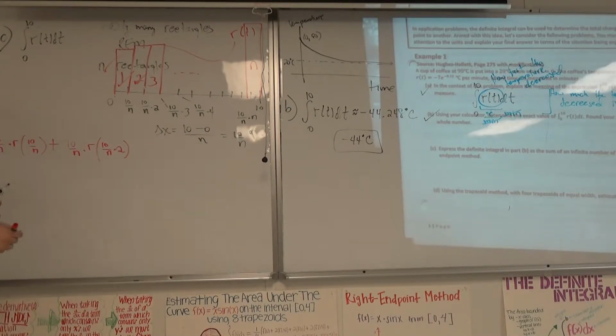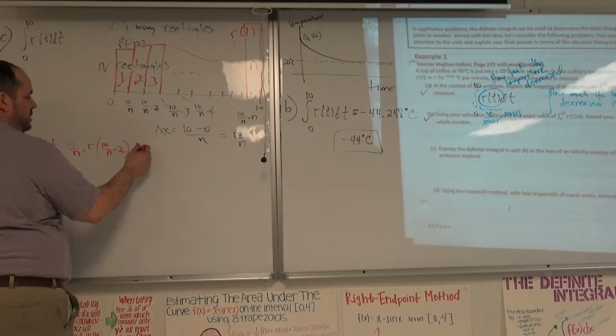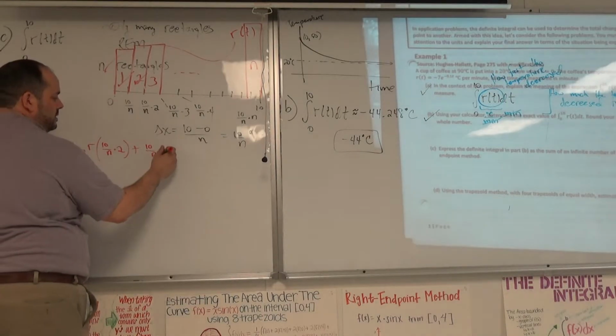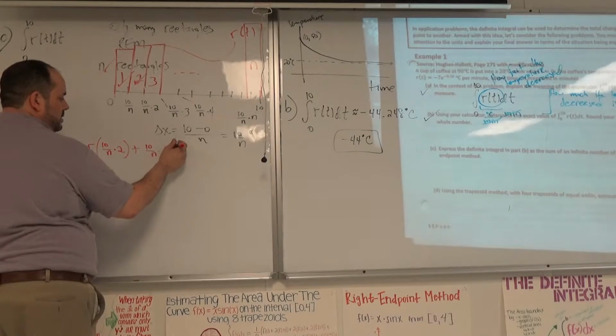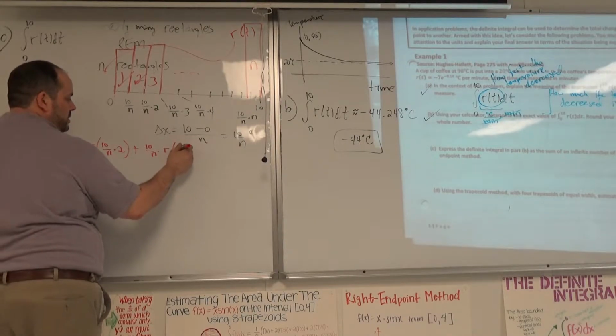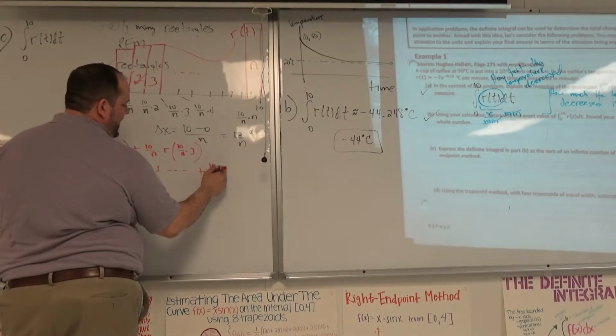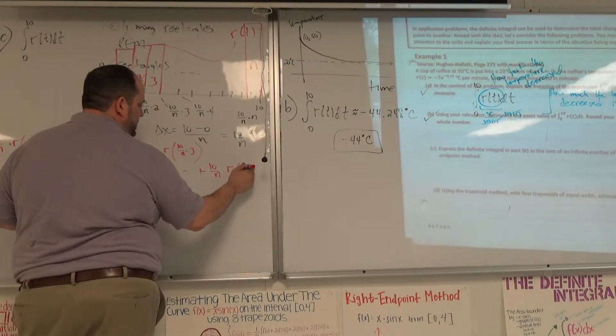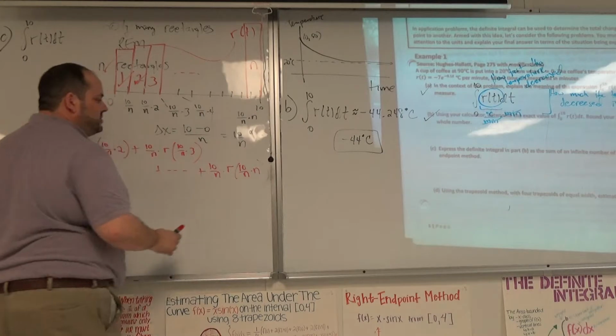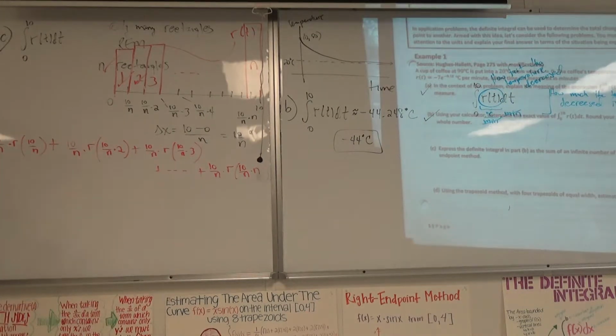Salma, tell me about the third one. 10 over n, 10 over n times r, 10 over n times 3. Okay, and I'm going to keep on going until I get to the last rectangle, which is 10 over n times r of 10 over n times n. Okay, then we start looking for a pattern.